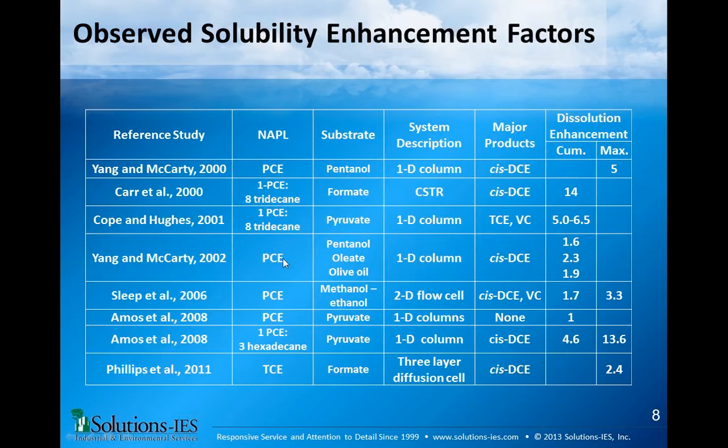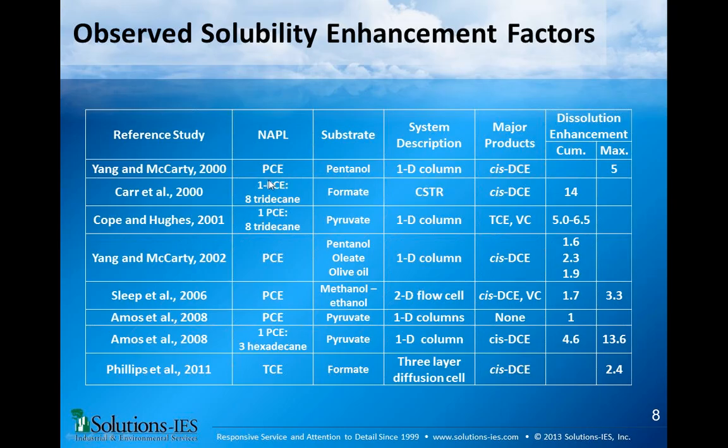Okay, here's a bunch of studies. There have been a number of studies people have done on bioremediation of chlorinated solvents. Yang and McCarty, that first one, if you remember, the maximum improvement here was about a factor of 5, but then early on it was maybe 2 to 3. So if you looked at a cumulative, over the entire project or experimental period, it might be a factor of 2 to 3 increase, with a maximum of a factor of 5.